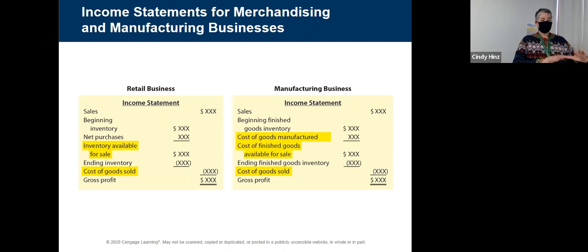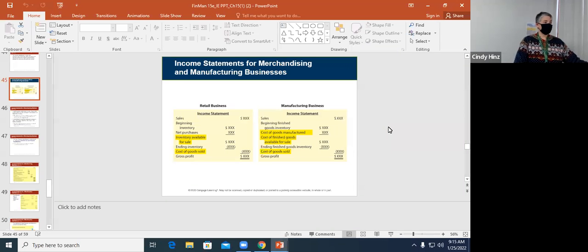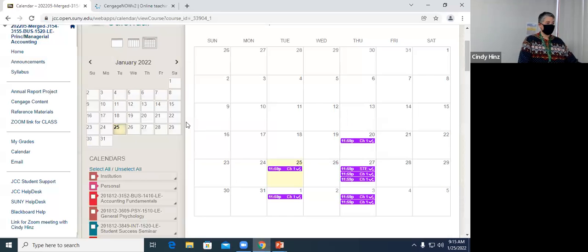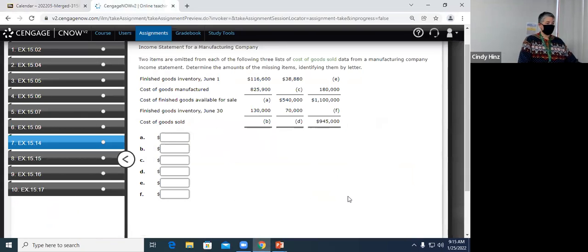Any questions about this structure for the calculation of the cost of goods sold? Okay. So let's go to our first exercise for today. Exercise 7. And you'll notice that the formatting looks very much like what I just was showing you on that income statement. We start with our beginning inventory.